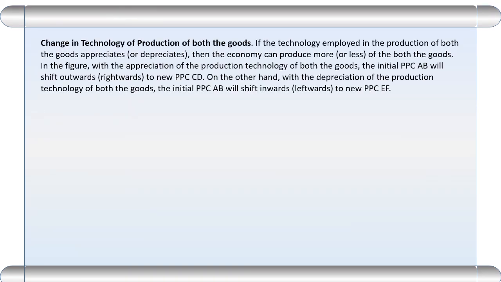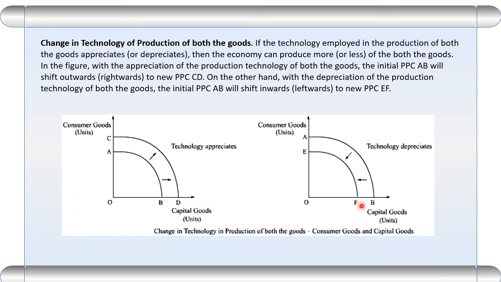Suppose there is a change in the technology of both consumer goods and the producer goods at the same time. If both technologies improve, then there will be a rightward shift. We can see AB to CD. And if there is a deterioration of both the technologies, then there will be a leftward shift, that is from AB to EF, that we can see right down in this diagram.